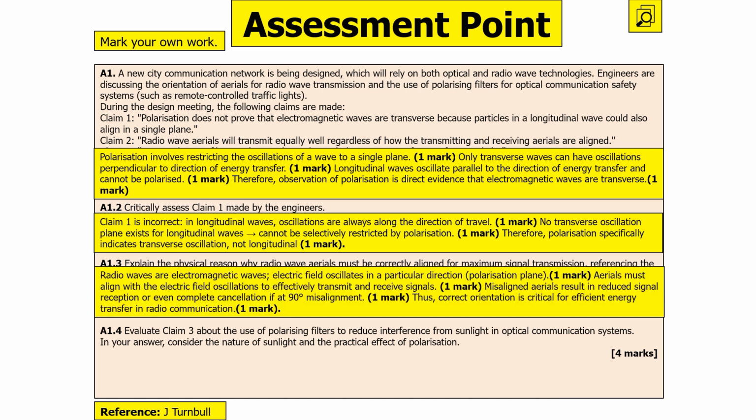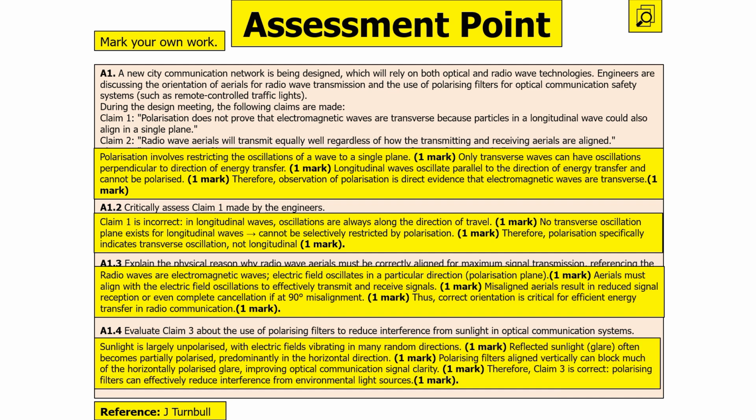Next one, radio waves are electromagnetic waves. The electrical field oscillates in a particular direction. The aerials must align with the electrical field oscillations to effectively transmit and receive signals. Misaligned aerials result in reduced signal reception, or even complete cancellation if there is a misalignment of 90 degrees between the aerial and the field. So therefore, the correct orientation is critical for efficient transfer in radio communications.